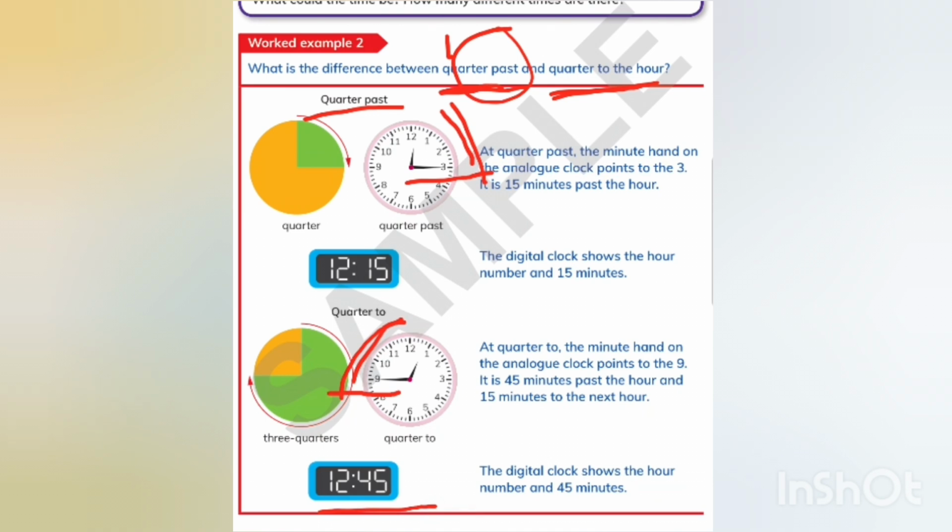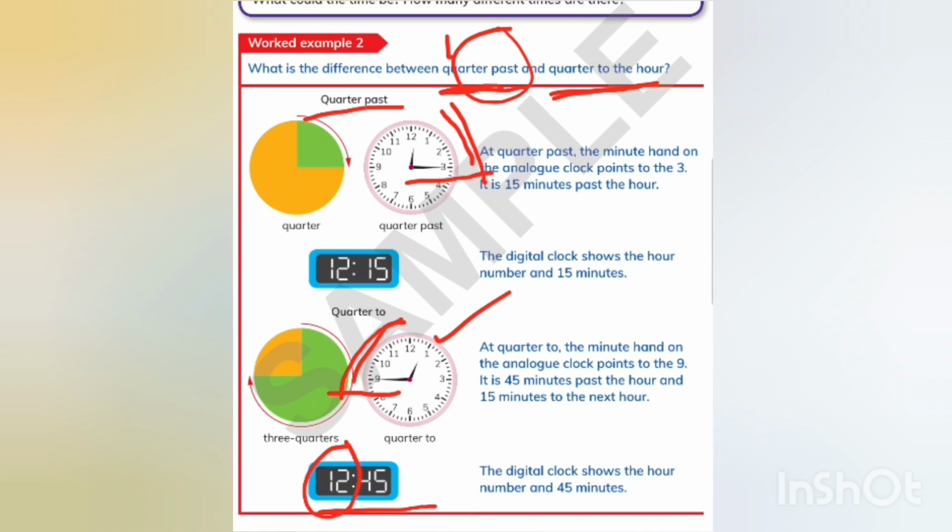If it is written 12:45, it means quarter to 1. It means after 15 minutes there will be 1 o'clock. Okay, we will read a little bit of this one as well.